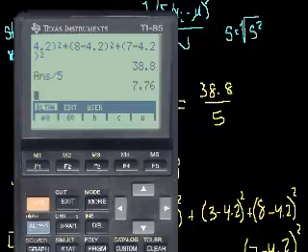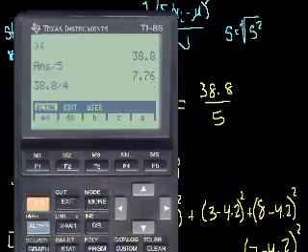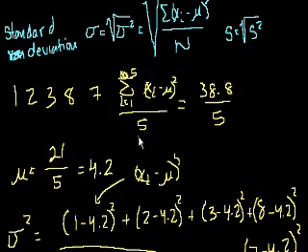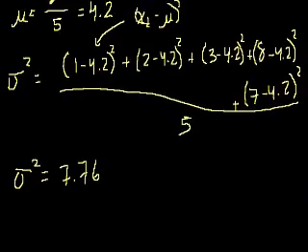38.8 divided by n minus 1, which is divided by 4. So then we would have gotten the sample variance of 9.7 if you divided by n minus 1 instead of n. But anyway, don't worry about that right now. That's just a change of n.